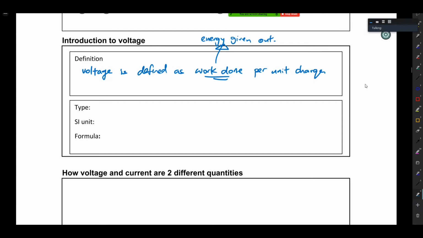Let's say I have a charge passing through a light bulb. That energy will be given out. How do you know energy is given out? Because electrical energy is being converted to light energy, and then you see the light bulb lighting up. That's the energy given out. So in that case, you'll realize that work is being done, and if work is being done, there must be a voltage somewhere.